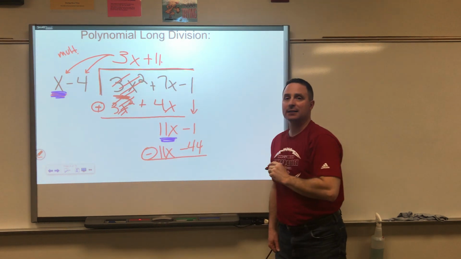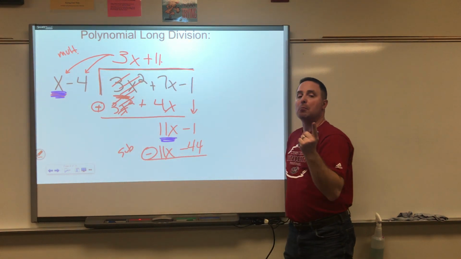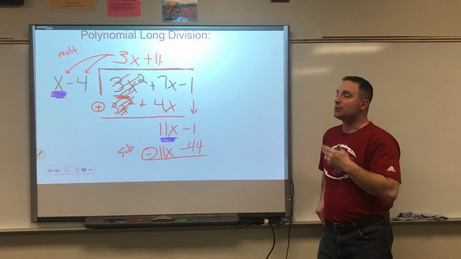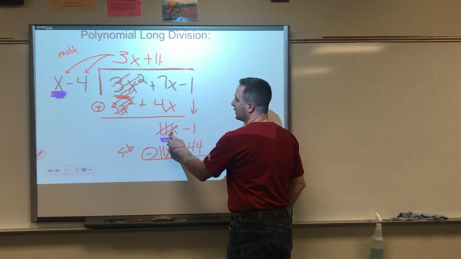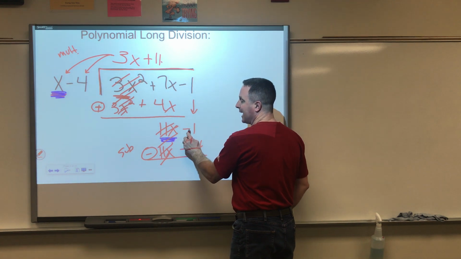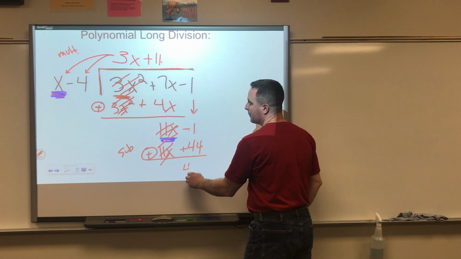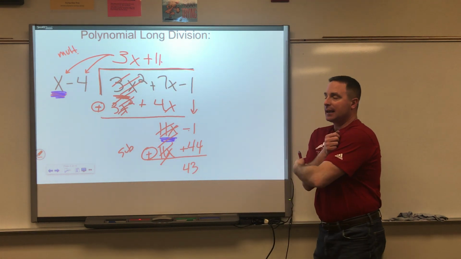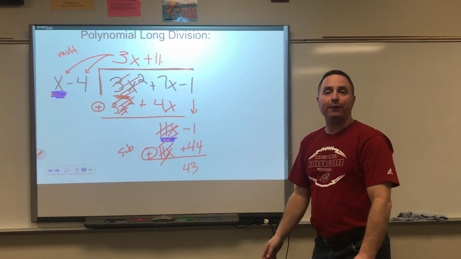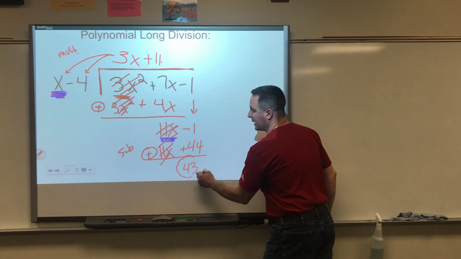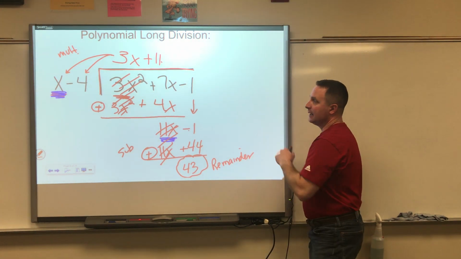And I'm going to subtract. It's always multiply and subtract. Multiply and subtract are the two key words with polynomial long division. My 11s are going to go away. And again, I get negative 1 minus negative 44. I get a change, and I'm going to get 43. Now I'm out of numbers to bring down. What's the significance of that 43? This 43 right here is our remainder. It doesn't divide evenly.